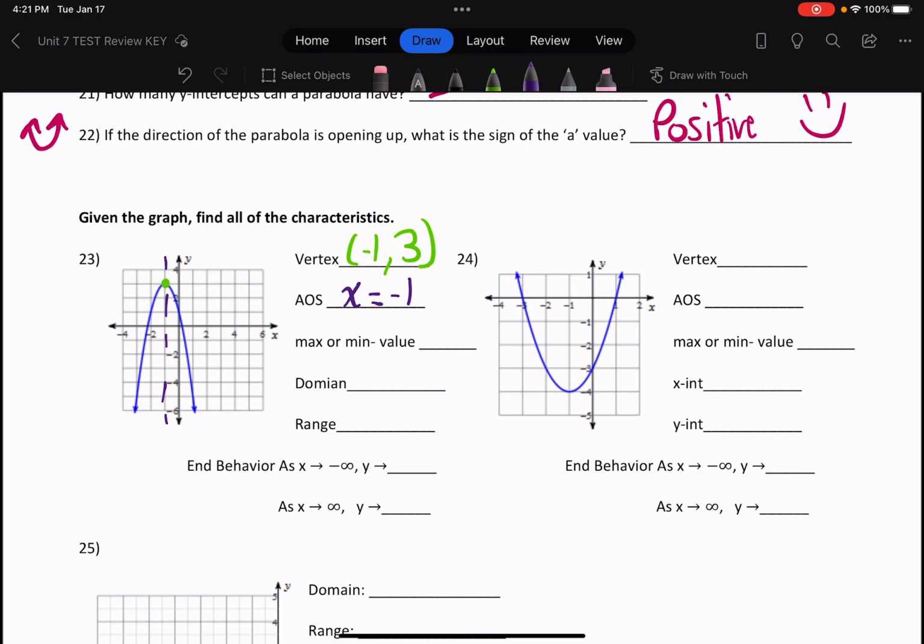Then it asks me for my maximum or my minimum value. Because my vertex is a max point, I'm looking at my max y value. So in this case, my maximum value is 3.